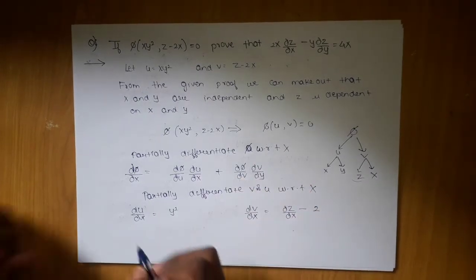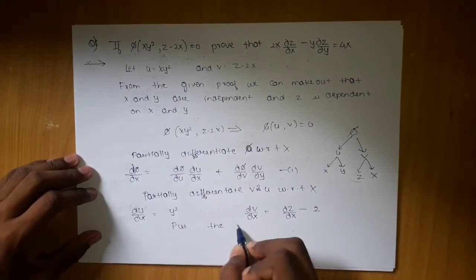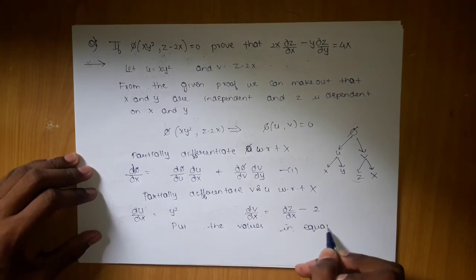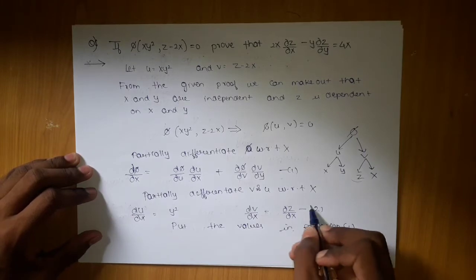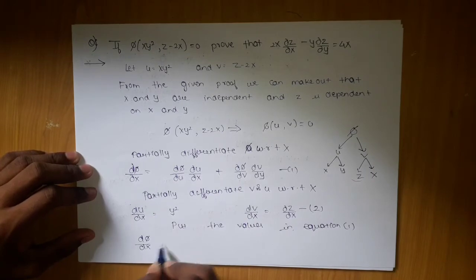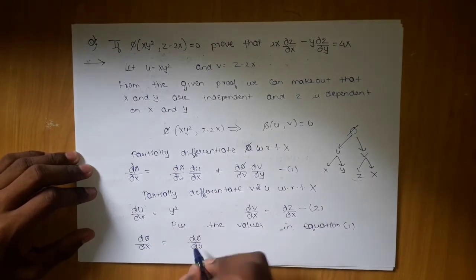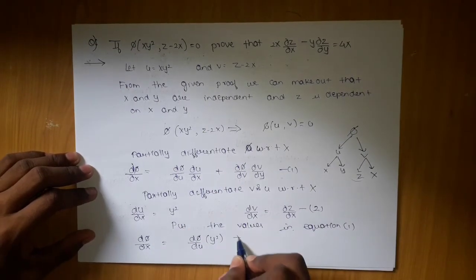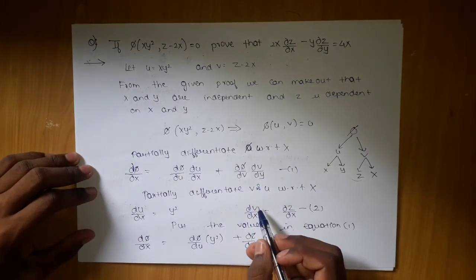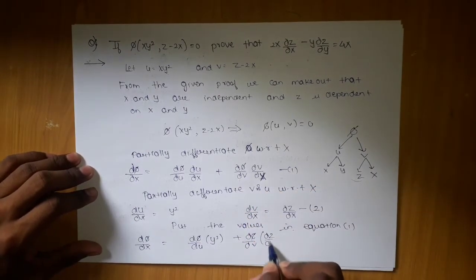So now we will substitute these values in equation 1. What we are going to get is dou phi by dou x, which will be dou phi by dou u into dou u by dou x, that is y square, plus dou phi by dou v into dou v by dou x. Dou v by dou x is nothing but dou z by dou x minus 2.